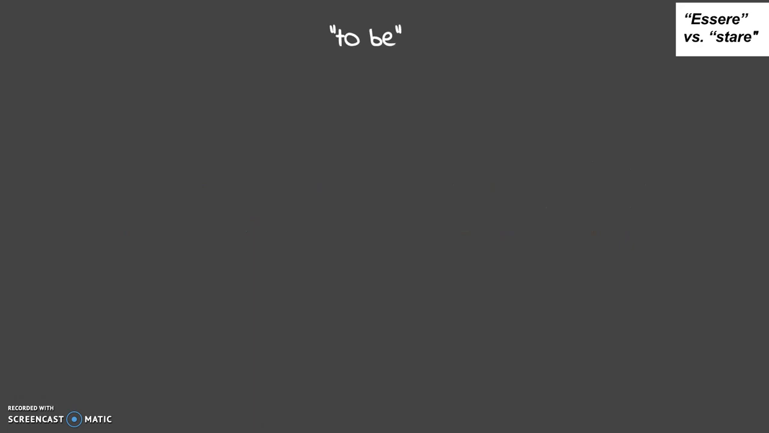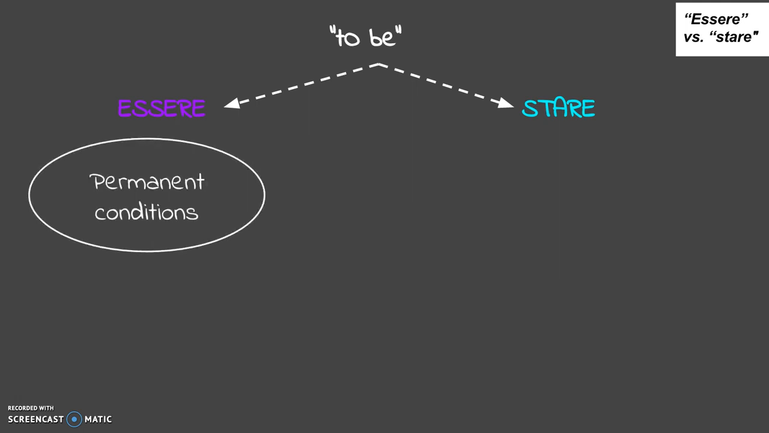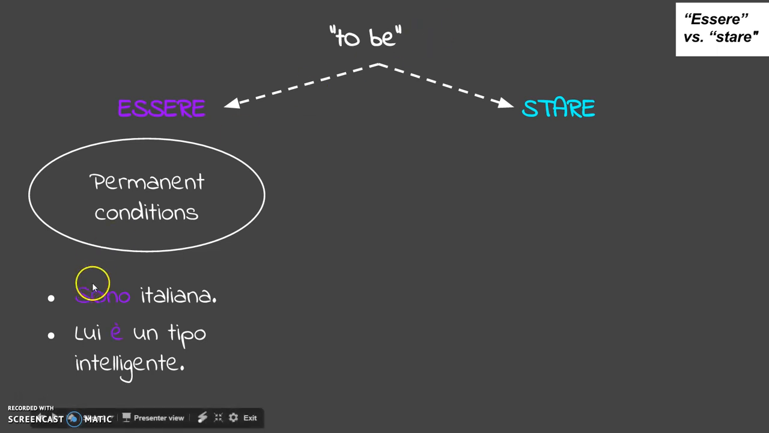So before we continue, we should really look at the two Italian versions of the verb to be. In most cases, to be is translated as essere. However, there are other cases where we use the verb stare. So essere is really used for more permanent conditions. So for example, you would say sono italiana or lui è un tipo intelligente. So obviously nationalities and personalities or personal characteristics are not really likely to change.